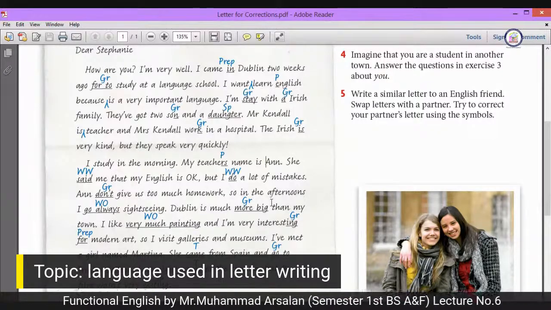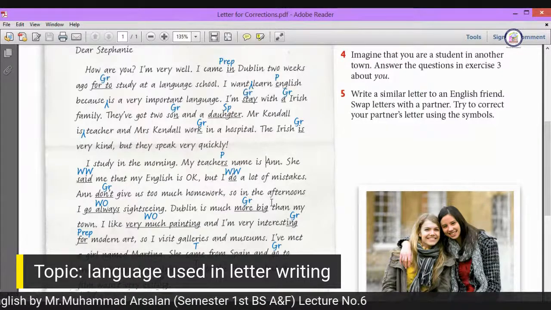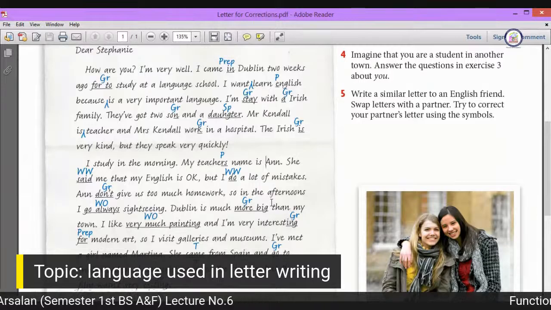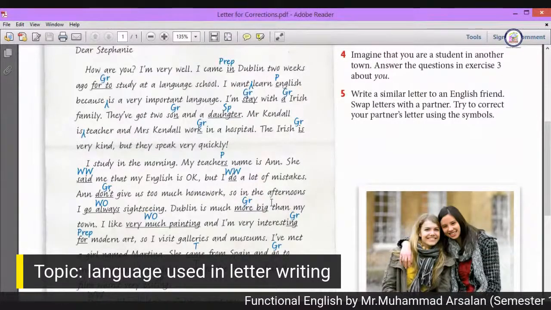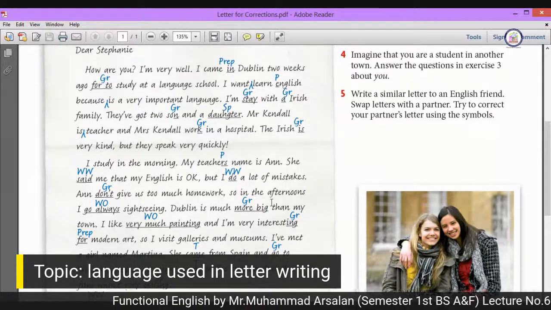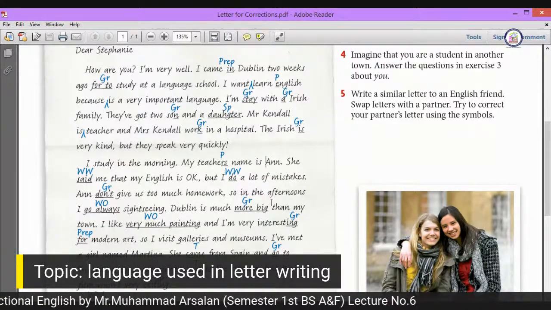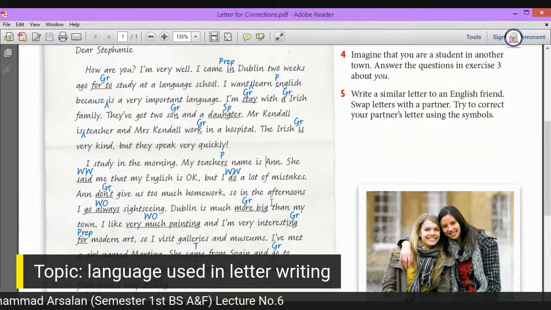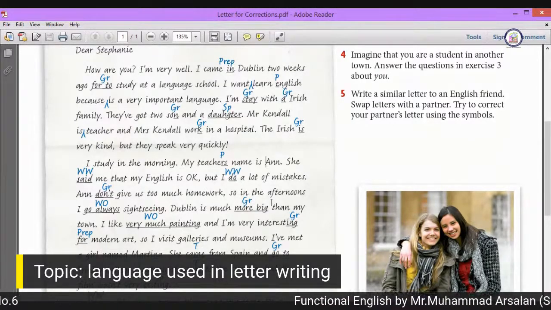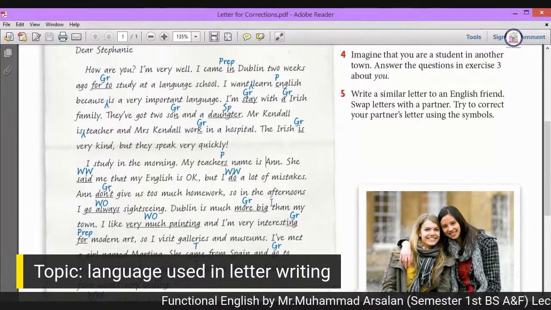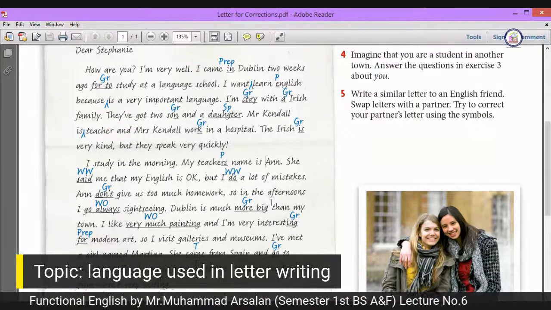So in the afternoon, now look at this another. It's better to use another word instead of "so" in formal writing. So in the afternoons, I go always sightseeing. Dublin is much more big than my town. I like very much painting and I am interesting for modern art. So I visit galleries and museums.